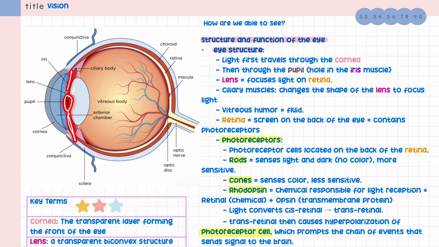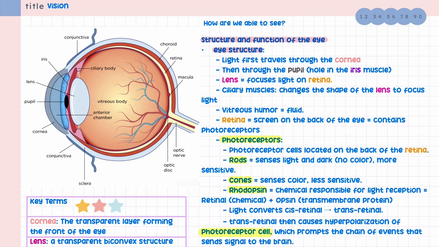Our iris controls the size of our pupil. Once light travels into the pupil, it will go into the lens. But the lens's shape will be controlled by the ciliary body here, which has the ciliary muscles. And once the lens receives the light, it will be able to focus that light onto our retina. Our retina is right here in the back of our eye.